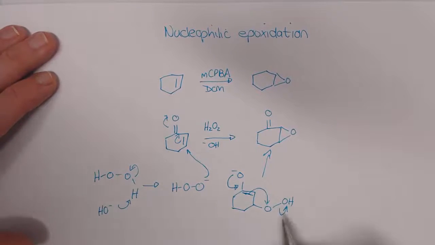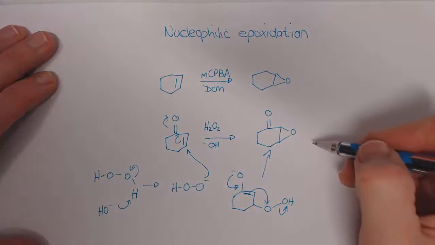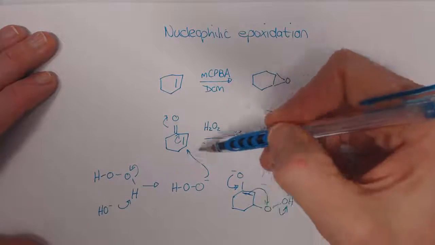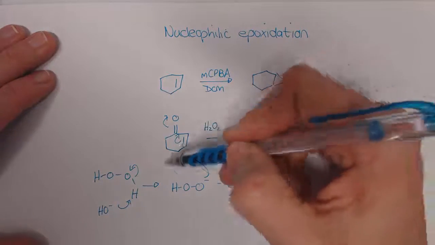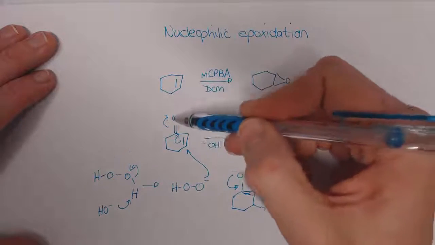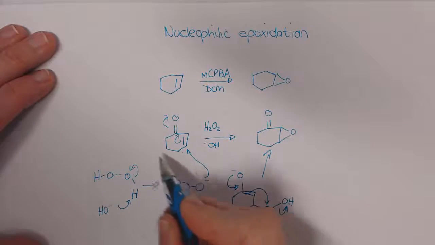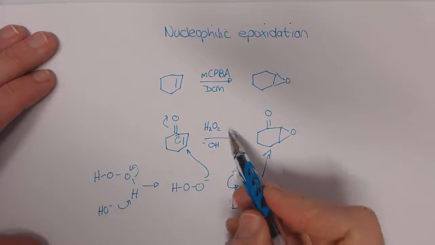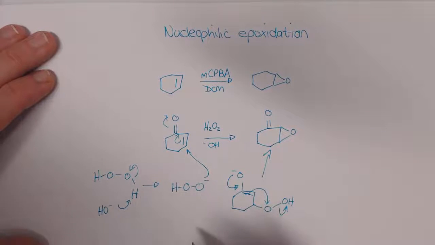All right, so this is just an alternative to epoxidation. It only works with electrophilic alkenes. The mCPBA epoxidation works on a nucleophilic alkene, all right? But for electrophilic alkenes, we can use a nucleophilic epoxidation method, which is hydrogen peroxide with some base present.